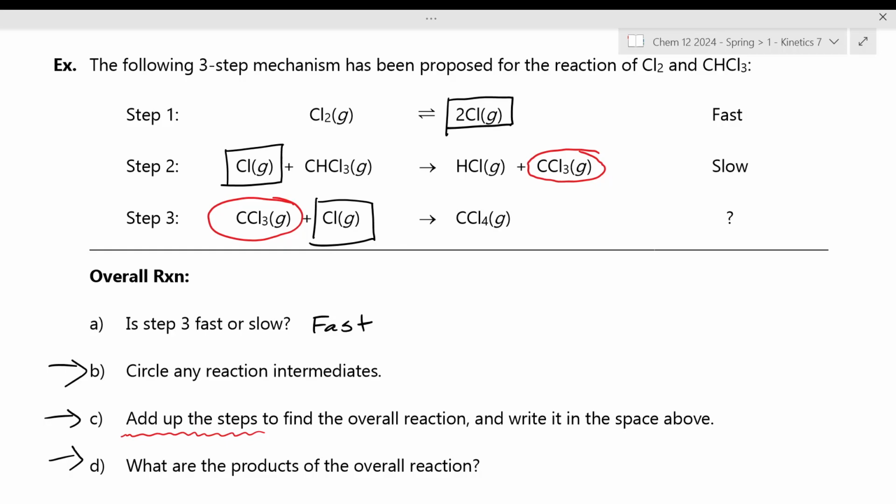They are on the right-hand side and then they are on the left-hand side. What do we do with things that are on the right and the left? We cancel them. Bye-bye. Okay, there's 2 chlorines. It's okay that one gets used in step 2 and one gets used in step 3. So once those are canceled out, if you've not yet written your overall reaction, please write the overall reaction.